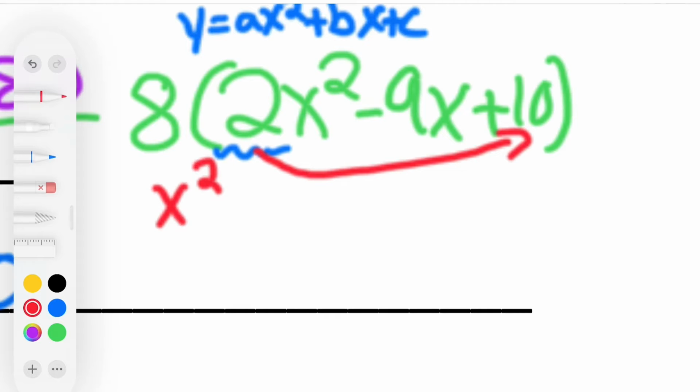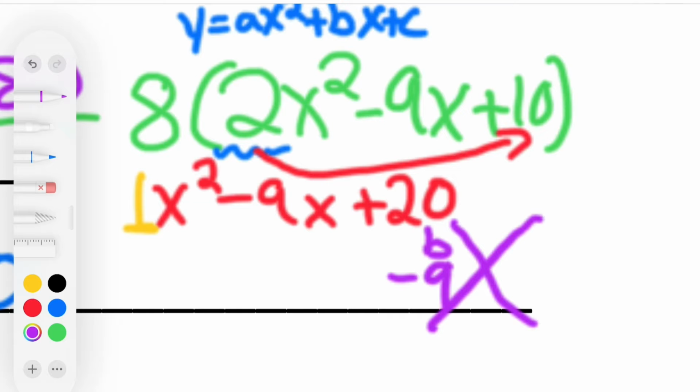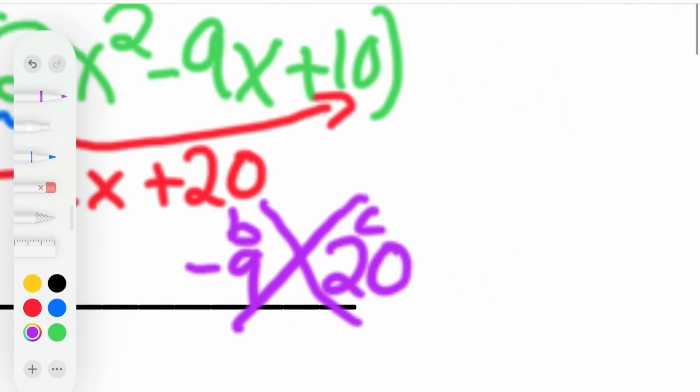So now we are factoring x squared minus 9x plus 20. Now does my A equal 1? Yes, it is 1 as my coefficient of x squared. So now I can do my big X method. So I'm going to create my big X. My B is my negative 9. My C is my positive 20.